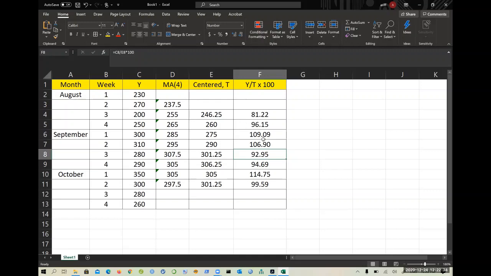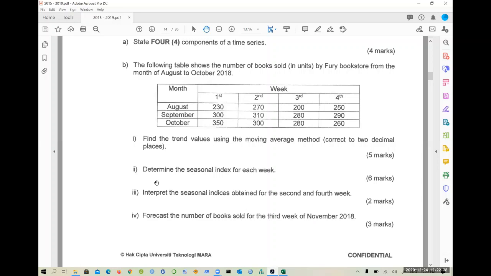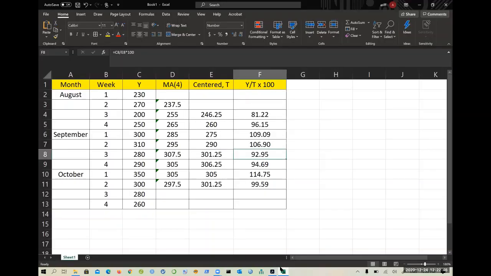Untuk yang the last column ni is taken from the part 2 ni. Determine the seasonal index for each week. So satu markah daripada pengiraan y over t tadi. Sebab tu kita kena siapkan yang y over t dalam table yang pertama. Sebab kita gunakan nilai y dan nilai t tadi.